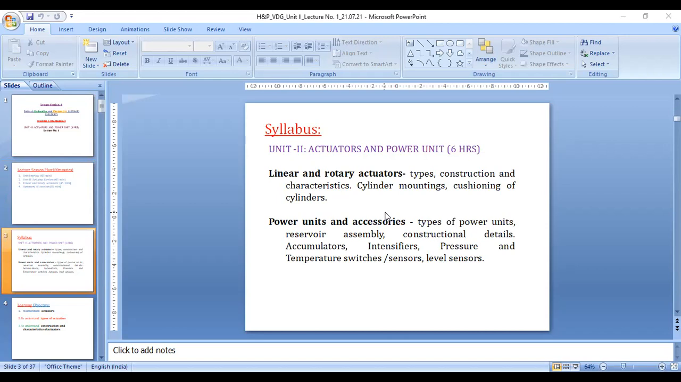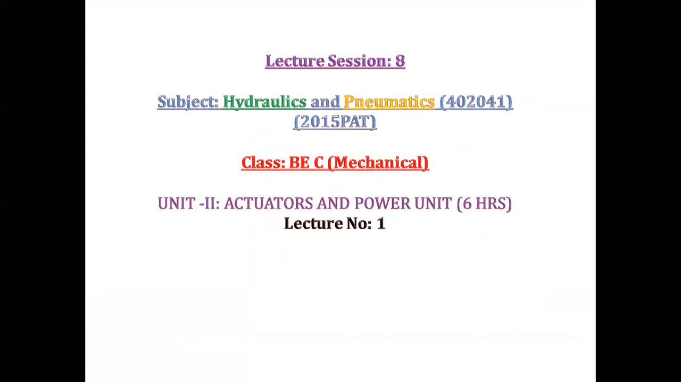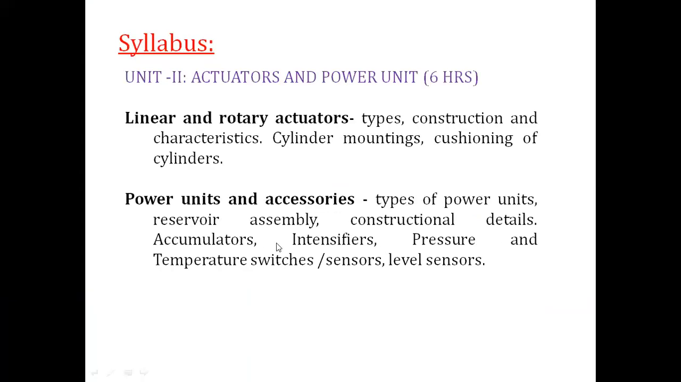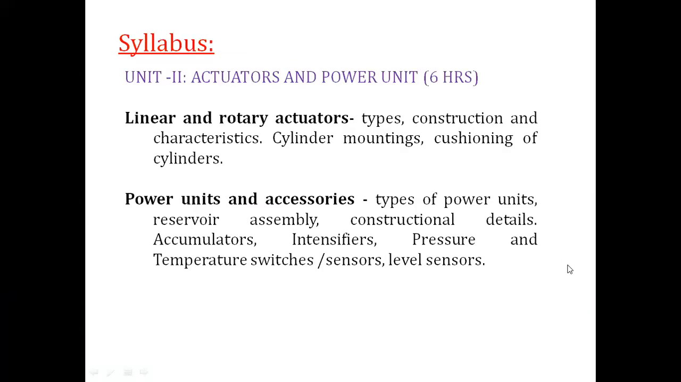Syllabus of second unit, actuator and power unit: linear and rotary actuator, types, construction, and characteristics; cylinder mounting, cushioning of cylinder; power unit and accessories, types; types of power unit, reservoir assembly, constructional details, accumulators, intensifiers; pressure and temperature switches, sensors, level sensor.